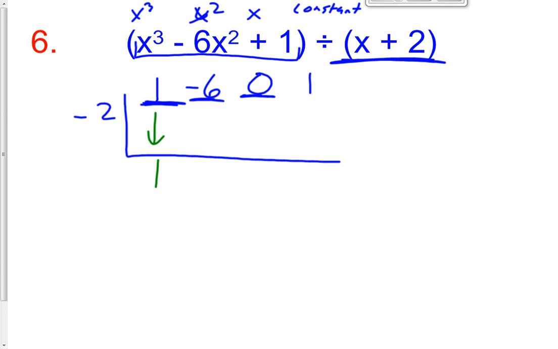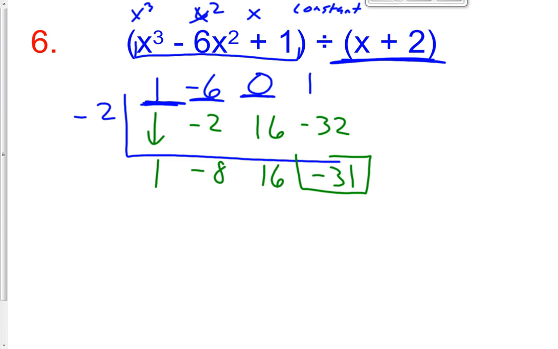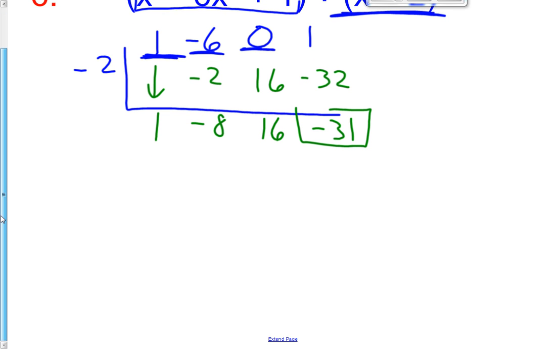So 1 times a negative 2 is a negative 2. Add, you'd get a negative 8. Multiply, you'd get a positive 16. Add, you'd get a positive 16. Multiply, you'd get a negative 32. Add, you'd get a negative 31. Here is our remainder. So this one, it doesn't come out nice and clean and even. We have a remainder on this one.